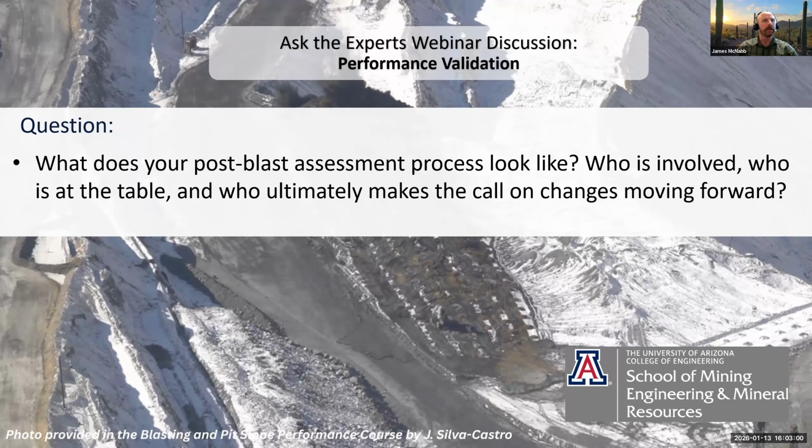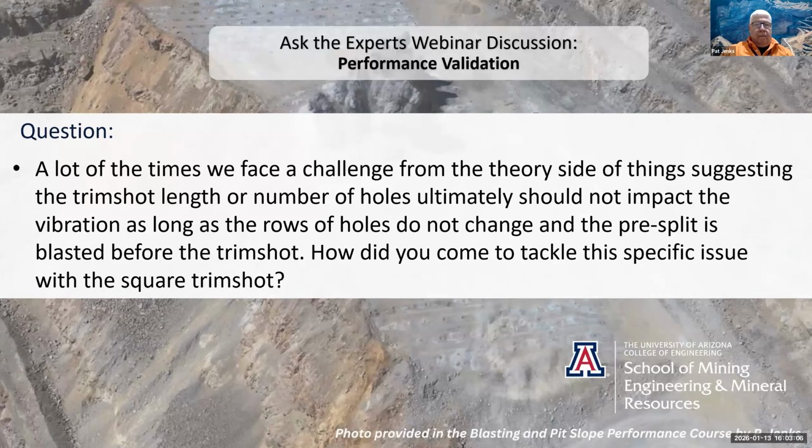So let's get to a live question here. It looks like we've got a couple now. Start with this one here. Okay, this is from the Q&A. A lot of the times we face a challenge from the theory side of things, suggesting the trim shot length or number of holes ultimately should not impact vibration as long as the rows of holes do not change and the pre-split is blasted before the trim shot. How did you come to tackle this specific issue with the square trim shot?